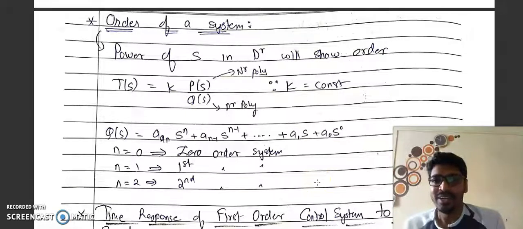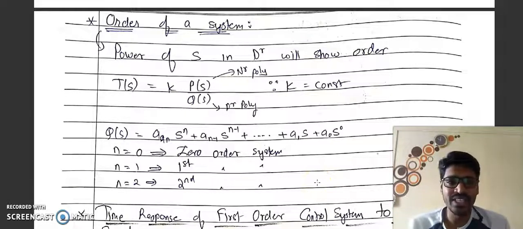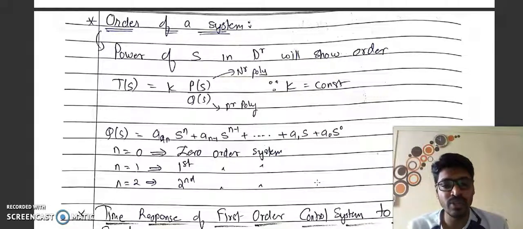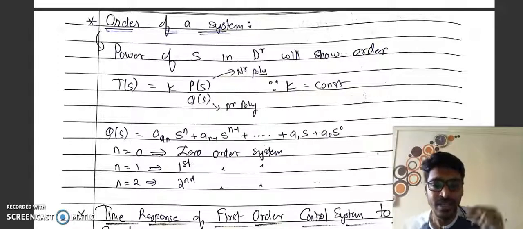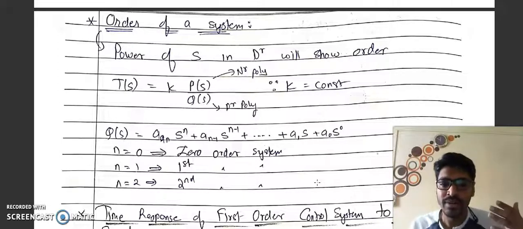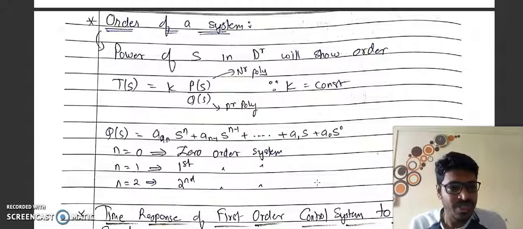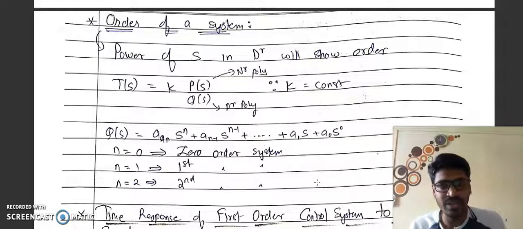Again, welcome. So let us continue our discussion on time domain analysis of the system. So in this lecture, what we will be covering? We will be covering time response of first order control system to various test signals. Now, what is a first order control system, second order control system? For that, we will cover this point, order of the control system.